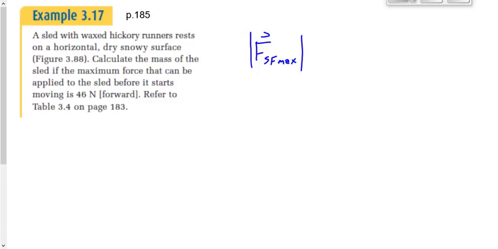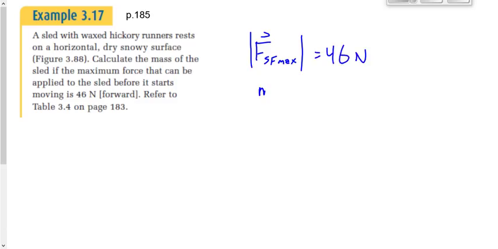Doesn't mean that's what static friction is. If I push with 30, that's what static friction is. If I push with 40, that's what static friction is. This is the maximum force of static friction. Go back to Jacob's desk again for a second. Push with 80, that was static friction. Push with 90, that was static friction. Push with 101, now it's kinetic. The maximum was 100. The maximum force of static friction here is 46 newtons.